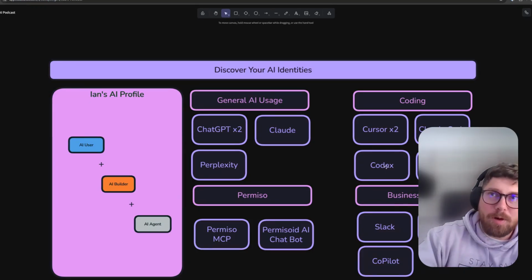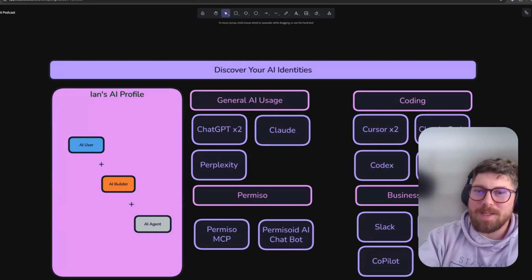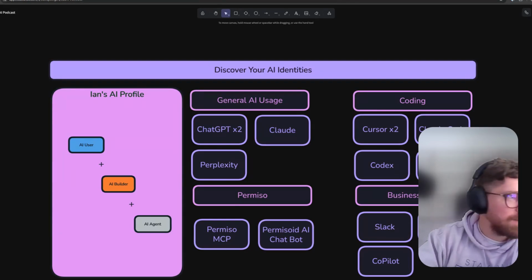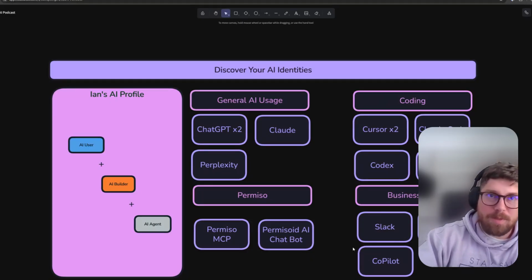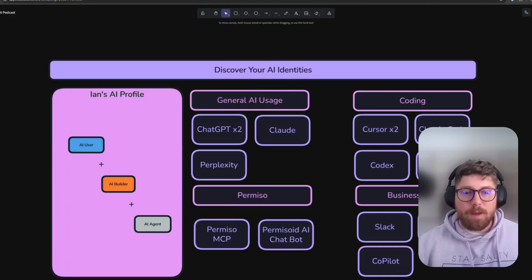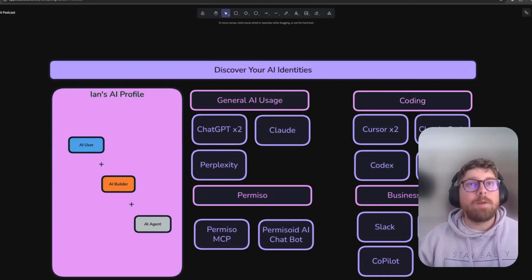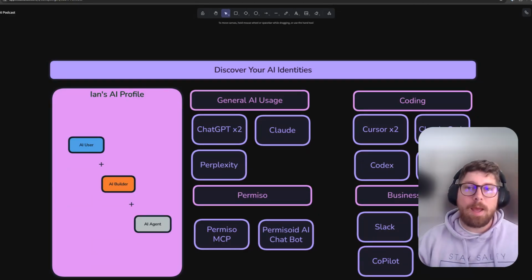I also like to use Claude Code and Codex. I'm a big fan of ElevenLabs, if any of you saw my Permiso podcaster stuff back in the day. And then I also use things like Slack, Teams, Copilot. We have our own MCP. We have our own chatbot. We have a ton of SaaS applications with cool stuff. So I am a prolific AI user. This is the way I use AI stuff, right? This is my AI profile.